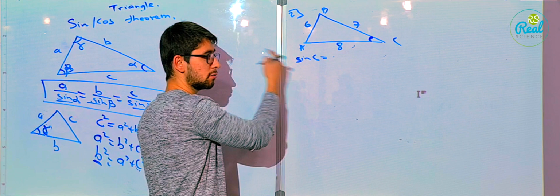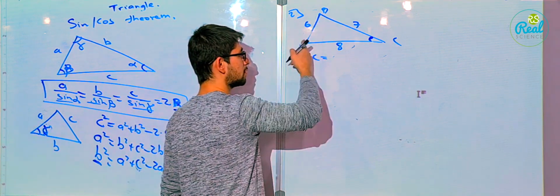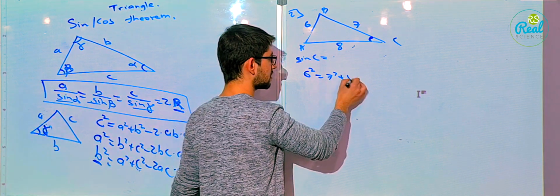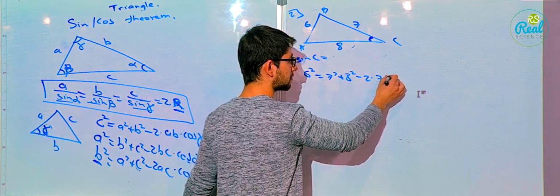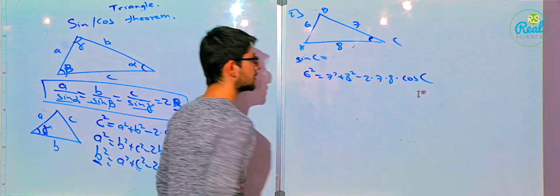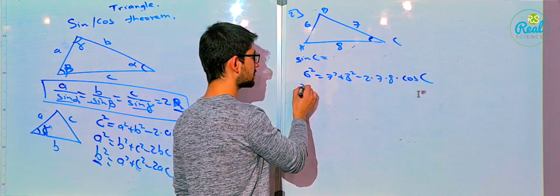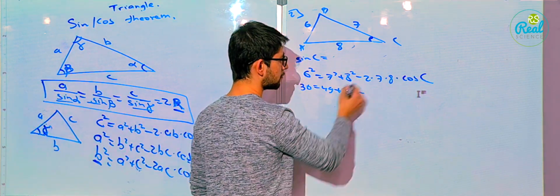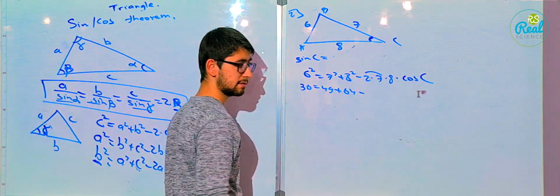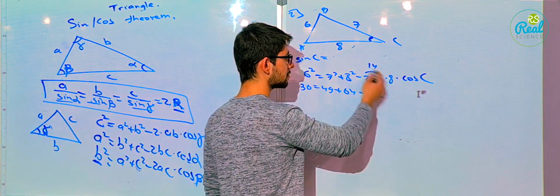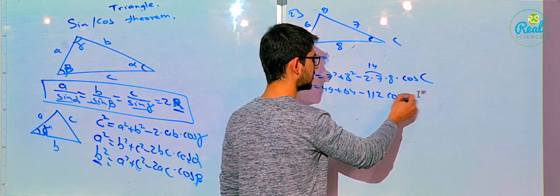6. So you write the cosine theorem for this side. 6 to the power of 2 equals 7 to the power of 2 plus 8 to the power of 2 minus 2 times 7 multiplied by 8 and cosine C. So let's calculate it. 36 equals 49 plus 64 minus 14 multiplied by 8, which is 112, cosine C.